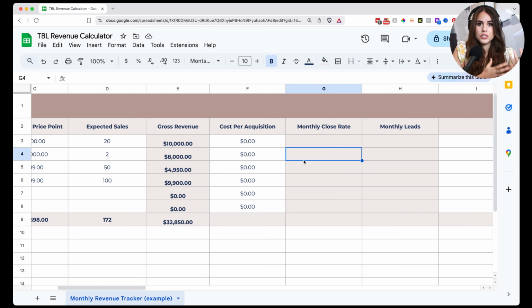And that helps us understand what we need to be looking for, because this is going to inform the rest of your marketing.